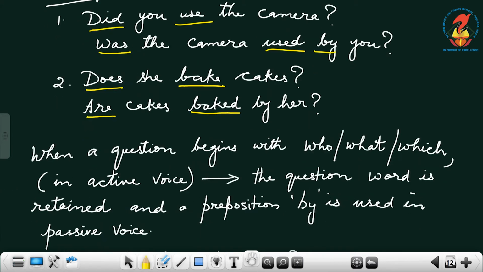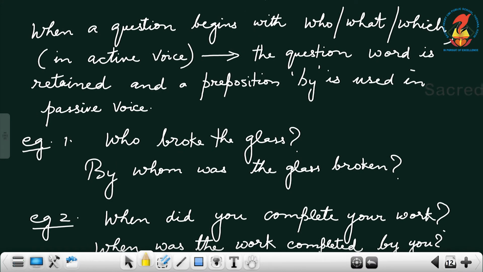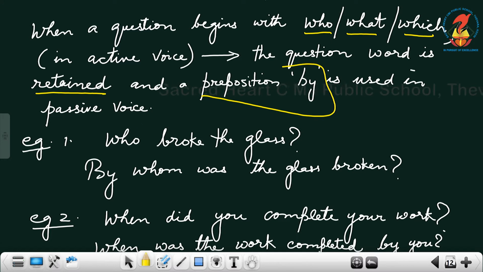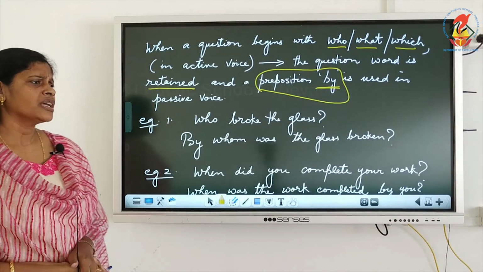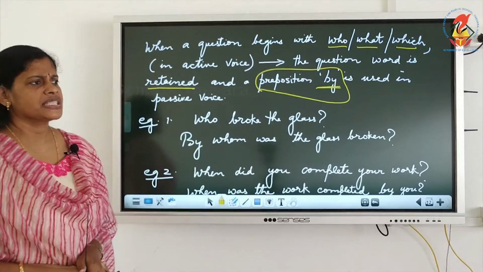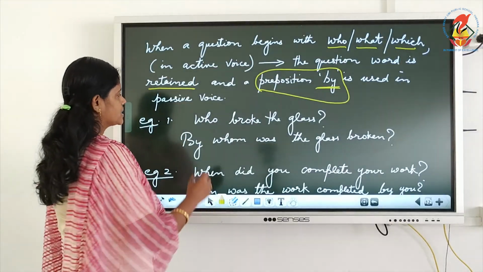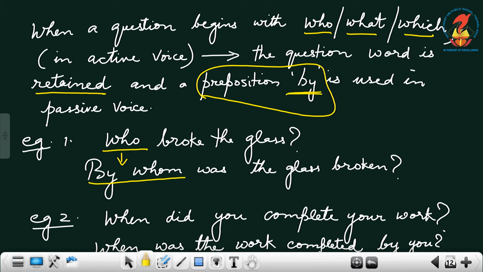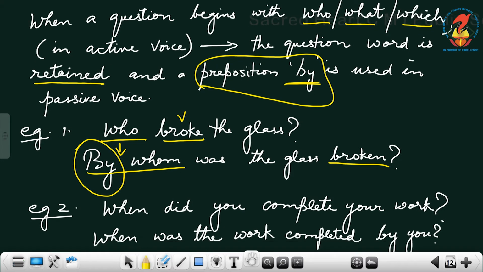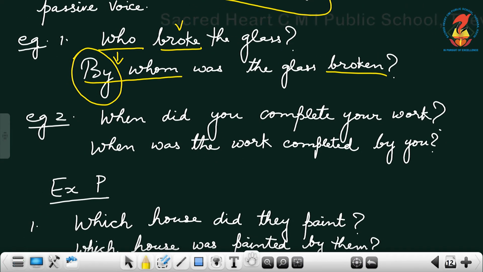When a question begins with who, what or which in an active voice, the question word is retained as such and a preposition by is used. This is very important, children. The preposition by is added. We generally add the word by in many sentences when we convert from active to passive voice. Let's see a few examples. "Who broke the glass?" The word who is changed into by whom: "By whom was the glass broken?" Can you see they have used the word by? Who has changed into whom and we have used the word by.